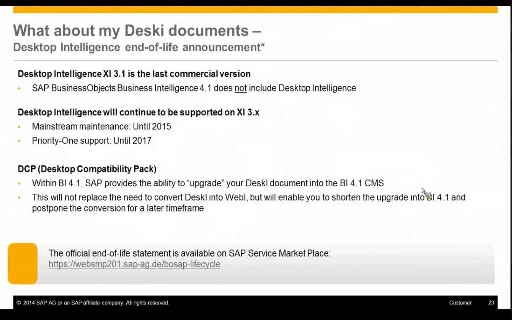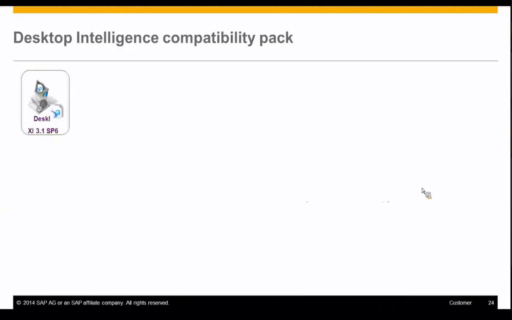But at the same time, make sure you note this point: Deski is not coming back. It's an old technology and does not fit into our future roadmap or the technology that we use to design our product. That's the main reason why we discontinued desktop intelligence. So you have time until 2015, and then priority 1 support until 2017, to use the desktop compatibility pack to consume your desktop intelligence documents. Now, how does it work?